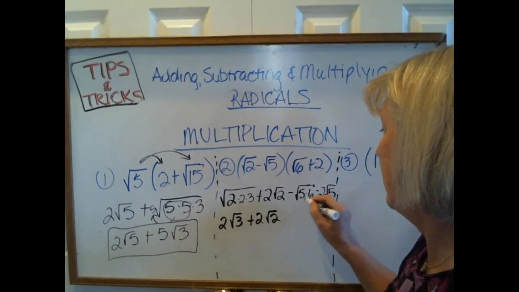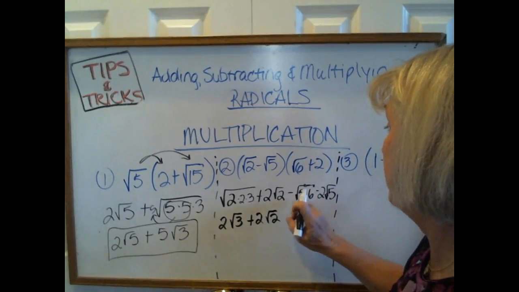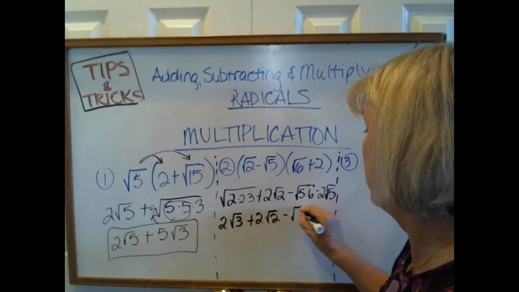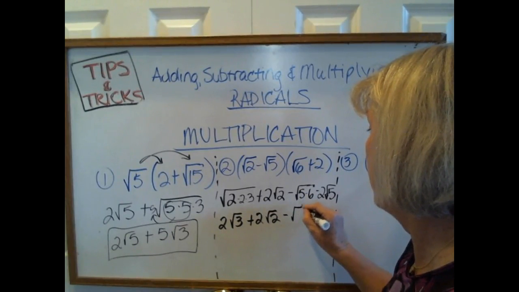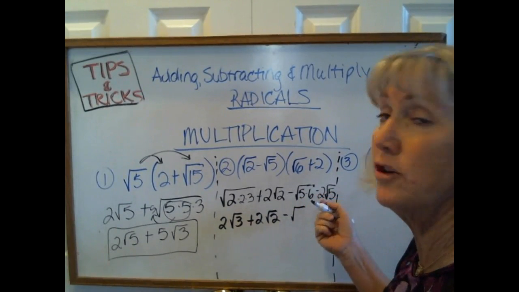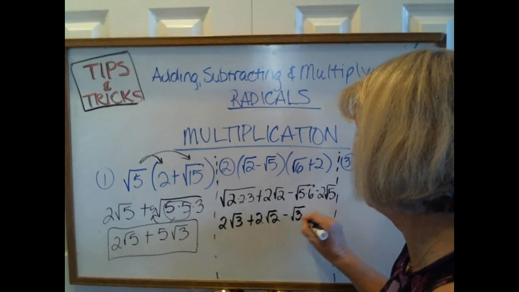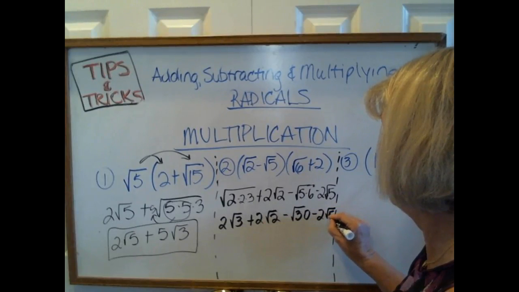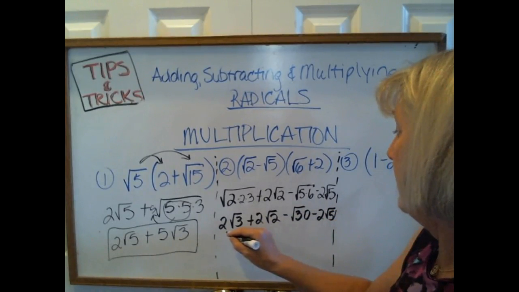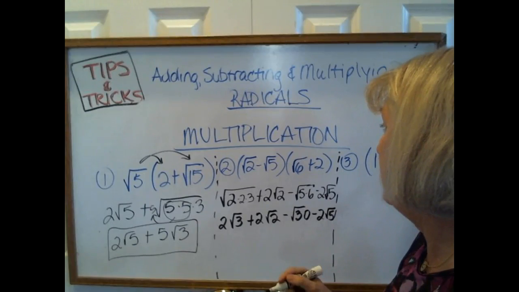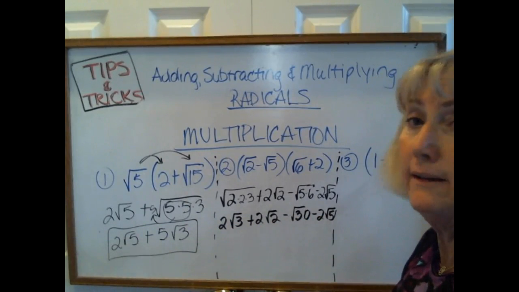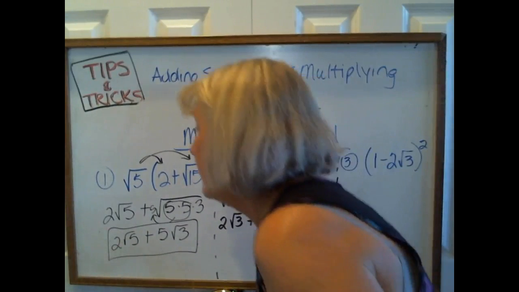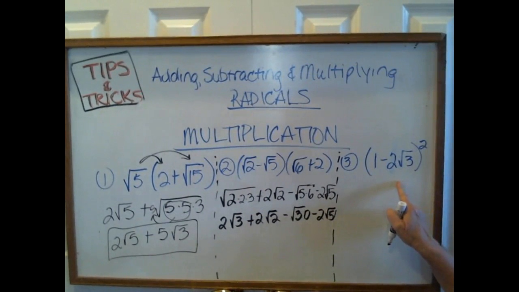This one is 5 times 6, which is 30. So minus square root of 5 times 2 times 3. There's no pairs, so I can just make that 30. And then minus 2 root 5. And notice that we don't have anything here that can combine, so we just leave it like this as our final answer.